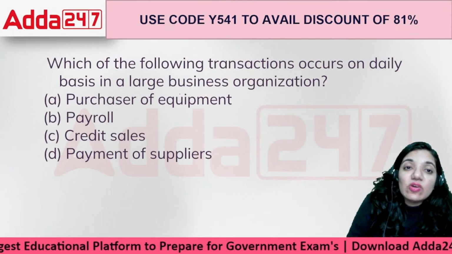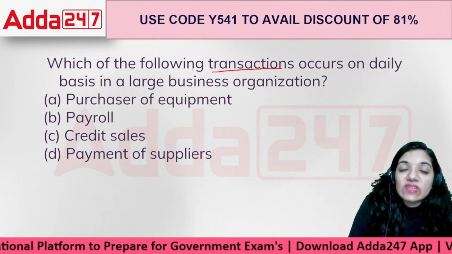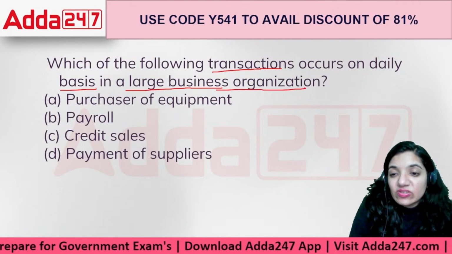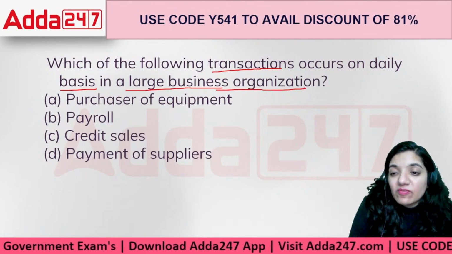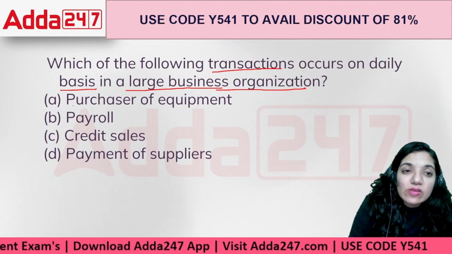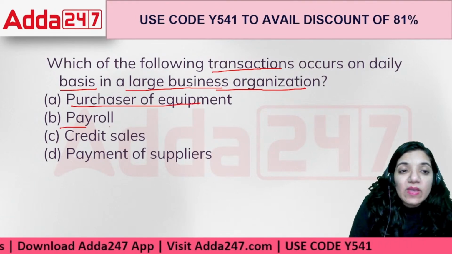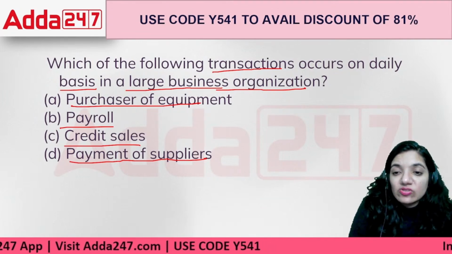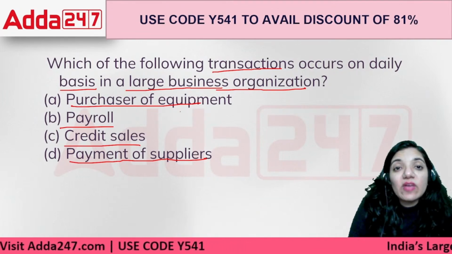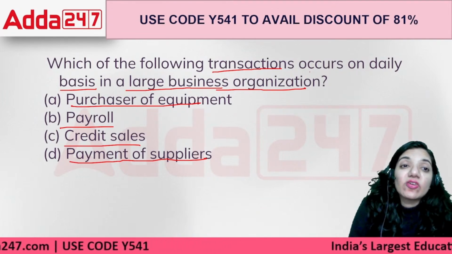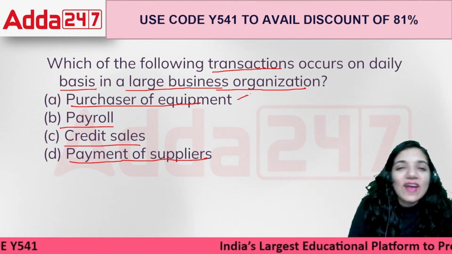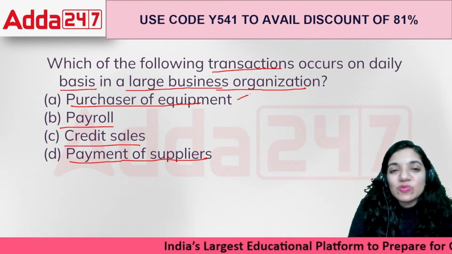Next question. Which of the following transactions occur on a daily basis in a large business organization? Among the following: purchase of equipment, payroll, credit sales, and payment of suppliers. Which one would be taken here? Do we purchase equipment every single day? I don't think even the biggest business would be doing this.